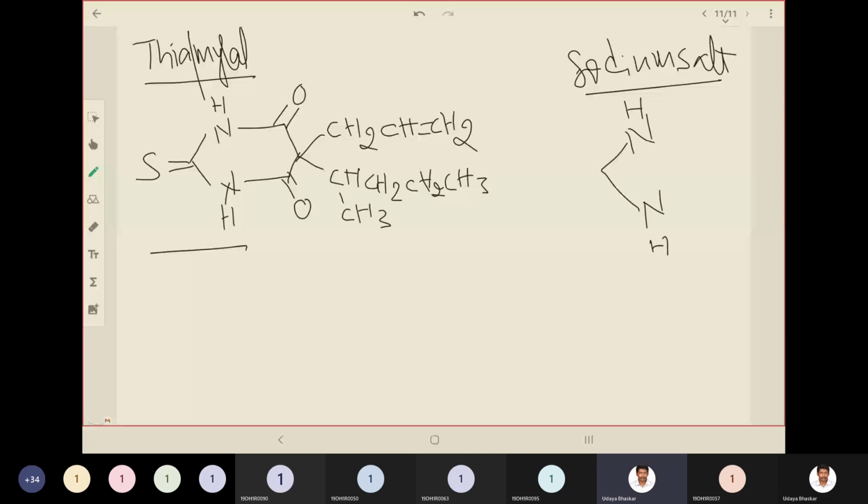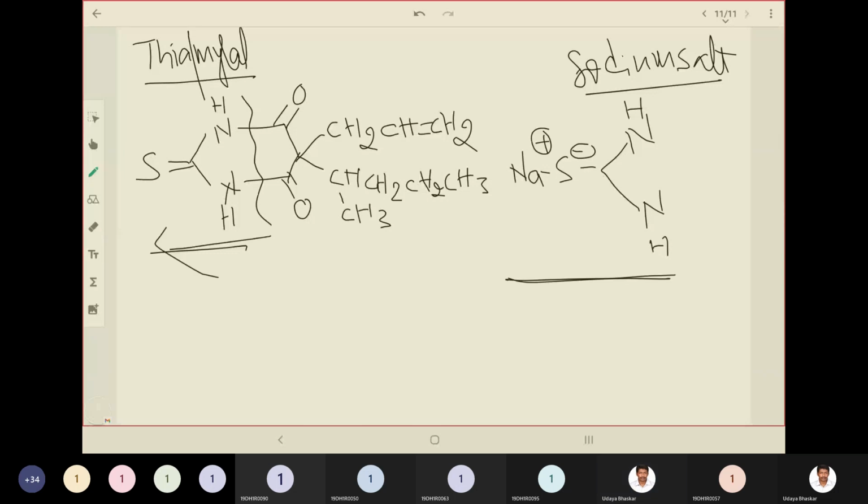So here the double bond goes off, only sulfur remains. Sulfur will be minus as it has excess electrons, and sodium is the positive. So this portion I have depicted. So this is how you will write the sodium salt. If you don't mention sodium, you will write this structure. Okay. So that is the difference between thiamylal and thiamylal sodium.